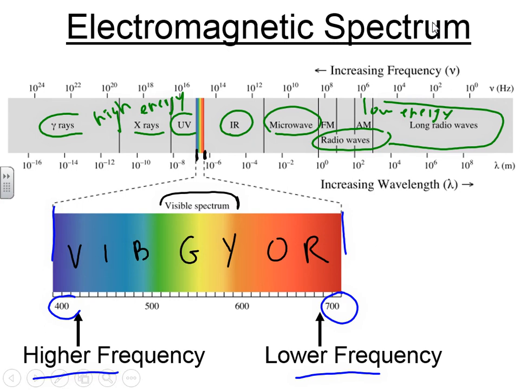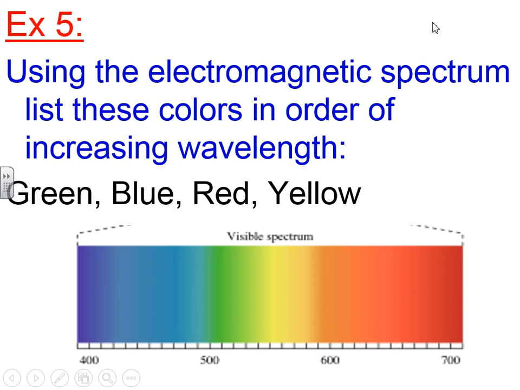Alright, so how about a quick little question before we go on? Using the electromagnetic spectrum, list these colors in order of increasing wavelength. Now, the numbers are actually right down here for us. So 400 is blue, 700 is red. These numbers, by the way, are nanometers. Pretty tiny, 1/1000th of a meter.